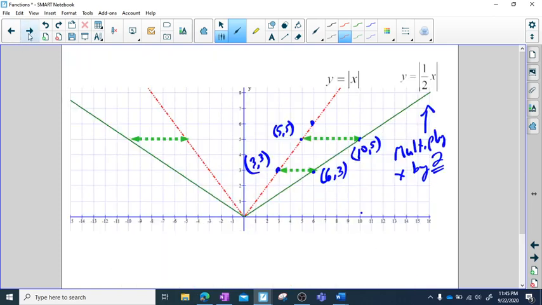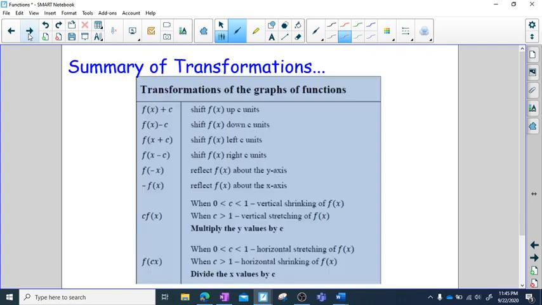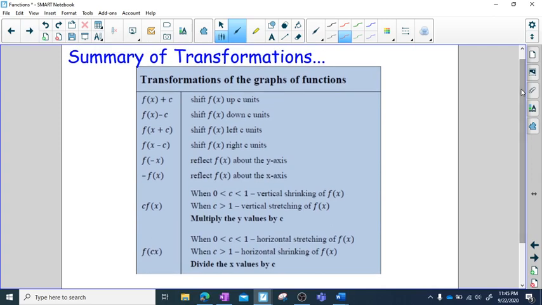All right, so those are your reflections and your stretches. Now let's put those in play. This is just a summary of all the transformations from start to finish. If you take a function and add a number at the end, that's called a vertical translation up c units. Up and down is vertical. Subtract c shifts it vertically down c units. Input a plus c shifts your graph left c units. Input a subtract c will shift your graph right c units.